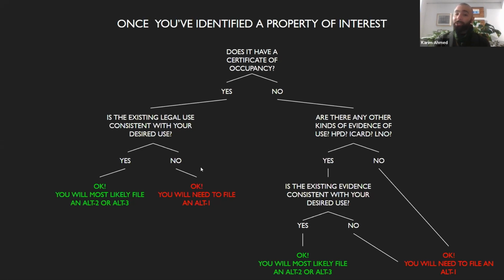If you say, no, I need to change the use, I need to add a 4th one, or my zoning permits me to add a commercial use on the 1st floor, you'll need to file an alteration type 1.